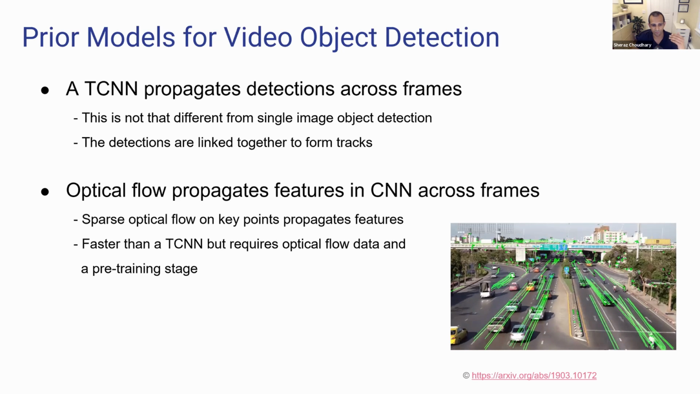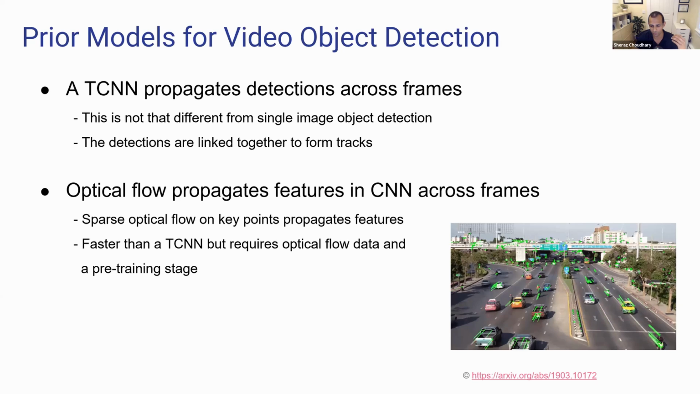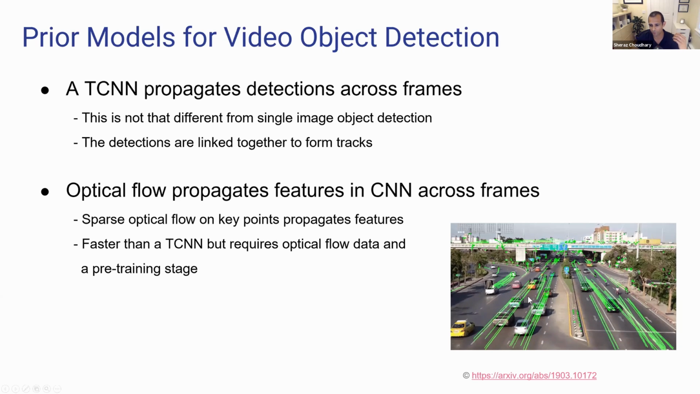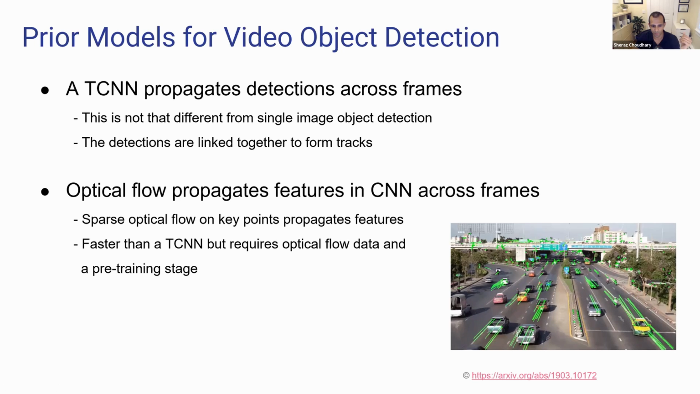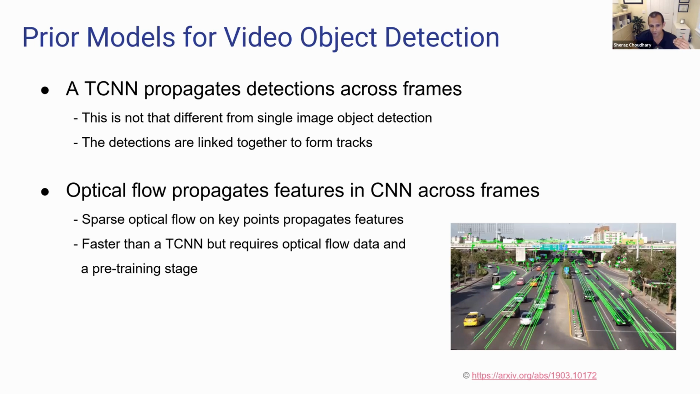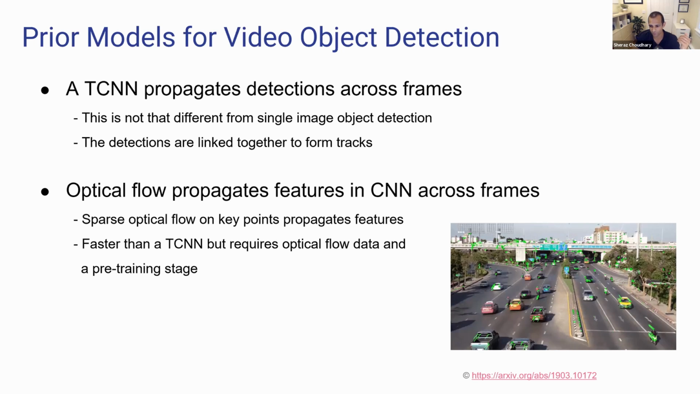The next evolution was optical flow, and I think Sheraz covered some of this. So the optical flow propagates features in a CNN across frames. So in a sparse optical flow, it will take some key points, as you can see in the GIF below, and it will propagate them from one frame to the next. It's faster than a temporal CNN, but requires optical flow data and also a pre-training stage.